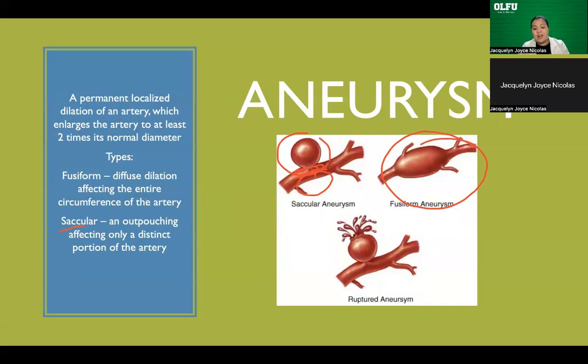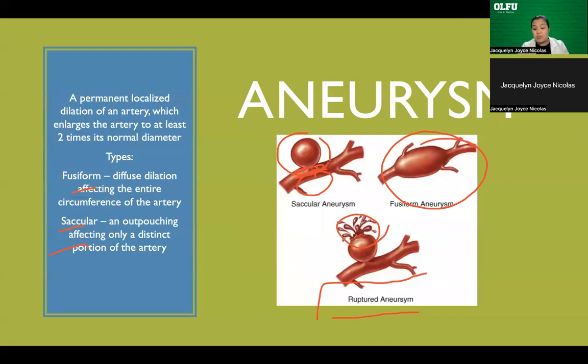Okay, so the third one, well, it can happen to both. Kaya nga sa iba, if you look at the types, it's just fusiform and saccular. Okay, kaya lang for some, sinasama nila yung ruptured. Kasi pag sinabi ng ruptured, there is impaired integrity na of the blood vessel. The blood vessel has already ruptured or nag-burst out na siya. Okay, so it's no longer intact.